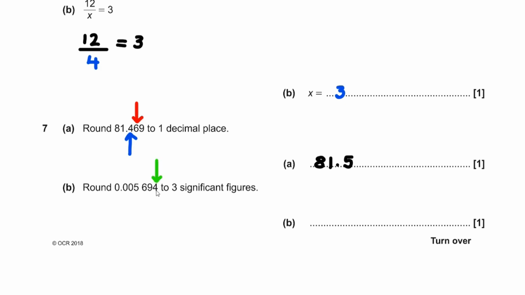And because this is less than 5, we can leave this digit 9 alone, leaving us with 0.00569.